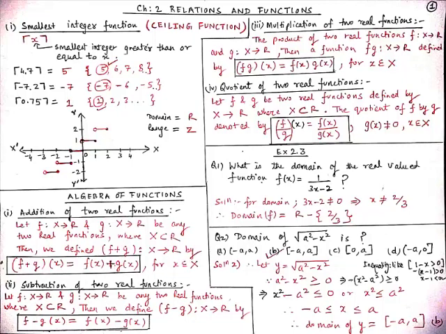Now we'll study the domain of the smallest integer function. As you know, we can put all the real numbers in place of x. Therefore the domain of the smallest integer function is all the real numbers, which is equal to R. Now the range of the smallest integer function is the set of all values of f(x). Here the range is all the integers.